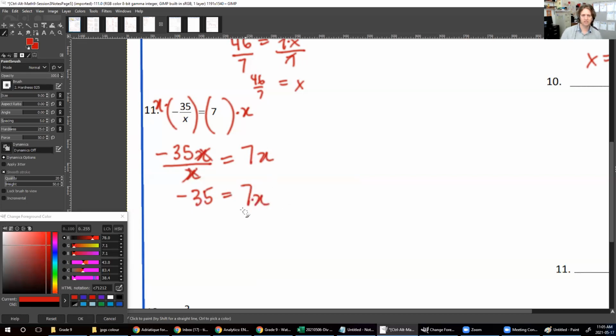We have 7 times x. We have to divide by 7. That's the only way to undo the 7 times, is to divide by 7. So we have x is equal to, what's negative 35 divided by 7? I think it's negative 5. And indeed, if we have negative 35 divided by negative 5, negatives cancel out, 35 divided by 5 gives us 7, which is the right answer.